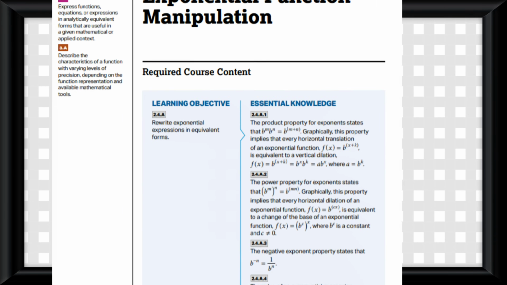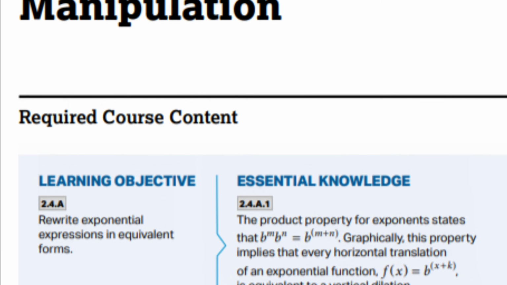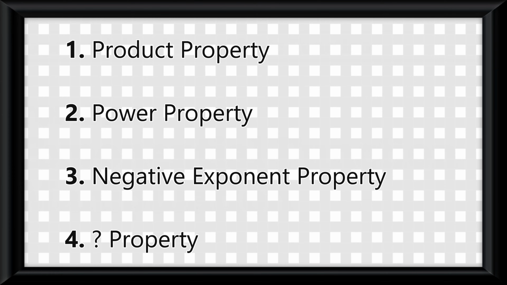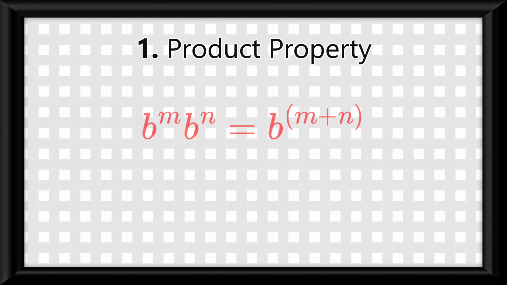2.4 is all about different rules to do with exponents and how those rules impact exponential functions. So for this video, we will learn 4 properties. We'll go in order and start with the first one, the product property, which says that b to the m multiplied by b to the n is equal to b to the m plus n.